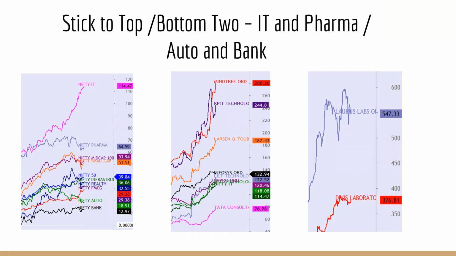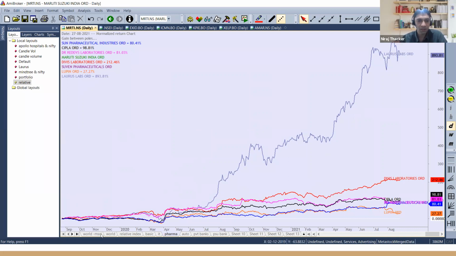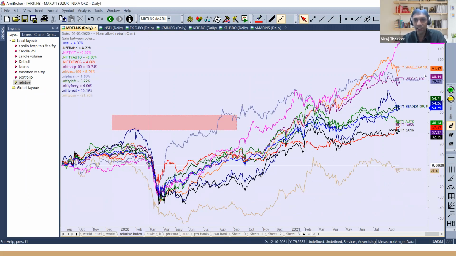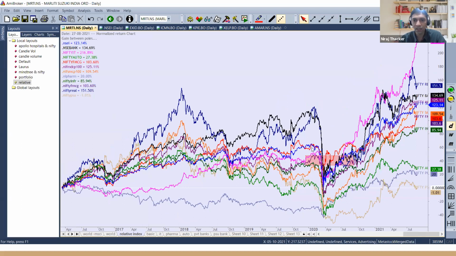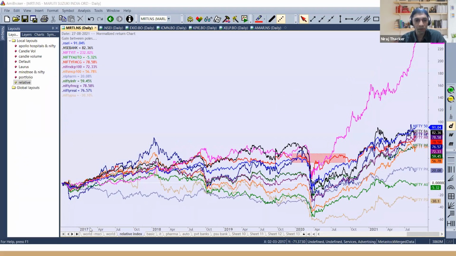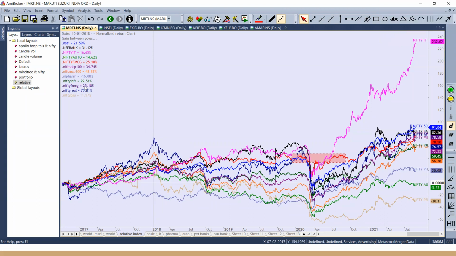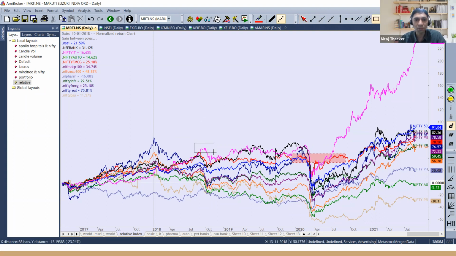So what I'll do here, if I take this index, relative index, and I just increase the time frame. Generally, if you see, it was from 2017, correct? Before 2017, this was outperforming. What is this? Real estate, correct? You can see here, real estate was outperforming, 70% is real estate. And real estate has come down, and then you can see IT is coming out.